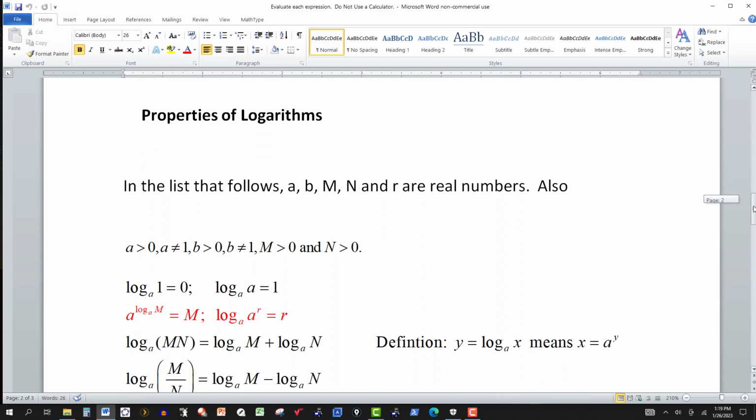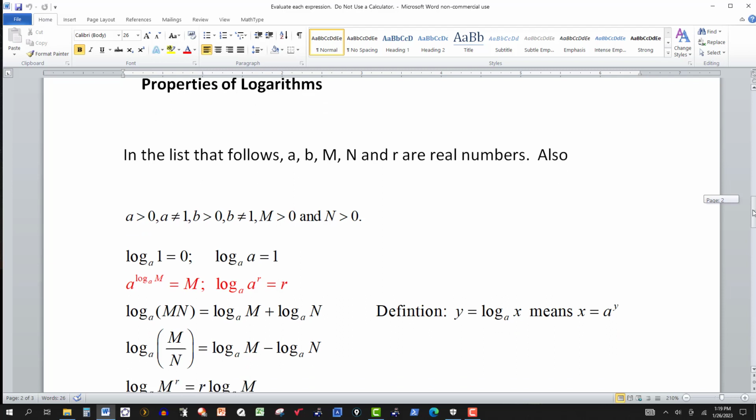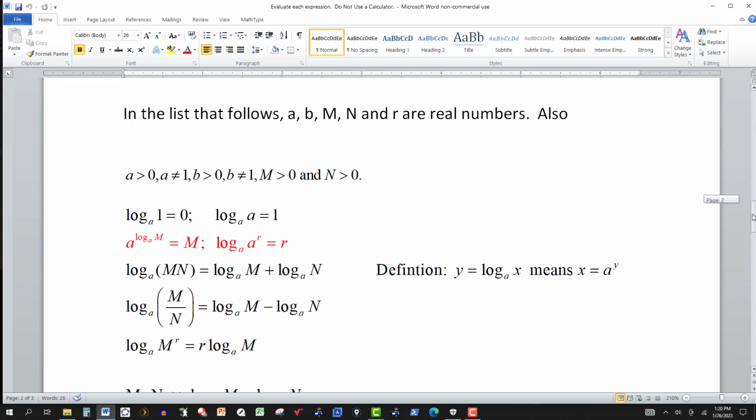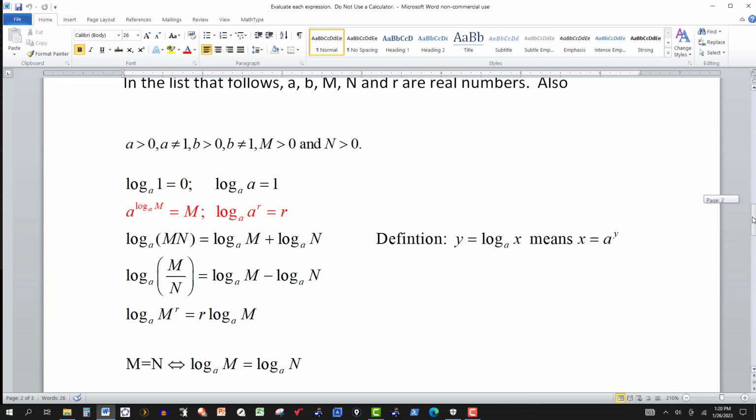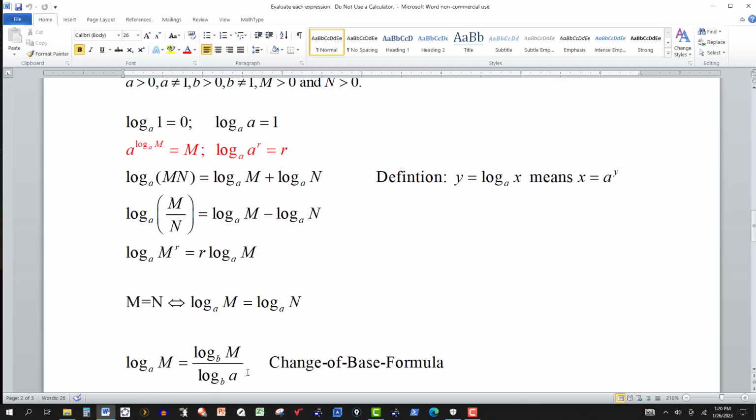These are properties you should know and know how to apply them. You can pause this and look through these. Got several properties there, definition of log. The ones that we're going to use in this particular video are the ones I've highlighted in red. Change of base formula we used before, just to evaluate expressions. Also use it to solve equations. And again, the two we're going to use are right here.